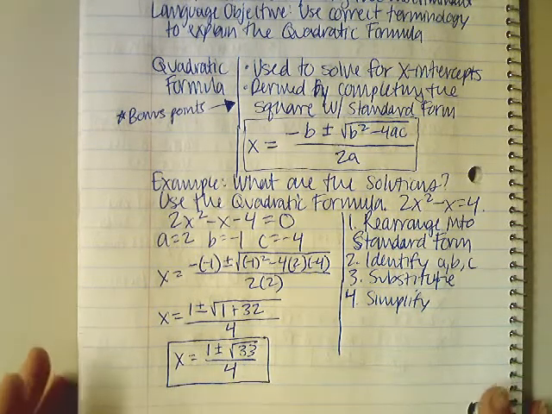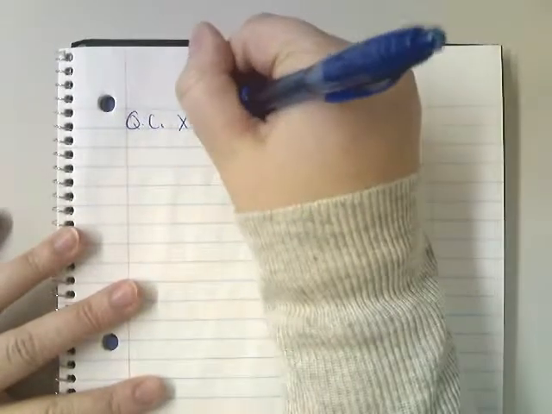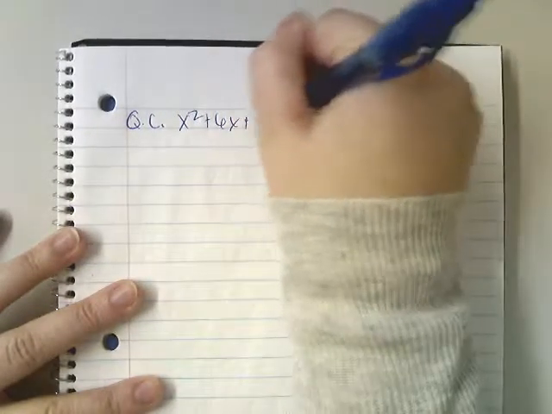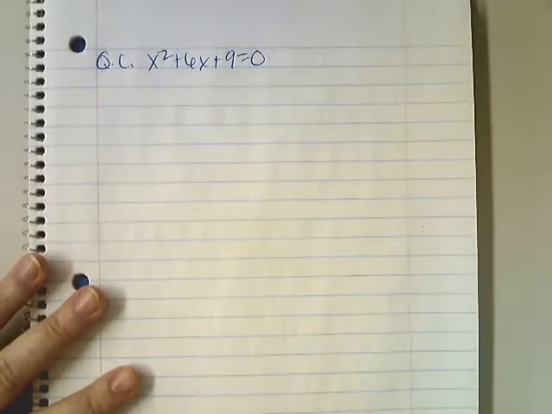We're going to do a quick check to make sure we're all on the same page. So I'm going to flip the page for that. So again, I want you to find the solutions using the quadratic formula for x squared plus 6x plus 9 equals 0. So go ahead, try that one on your own. I'm going to go over it now.